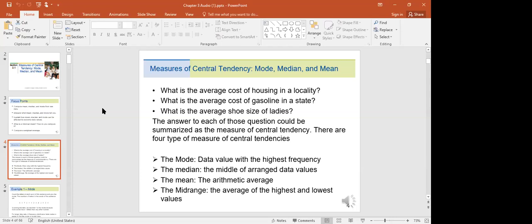The mode is the data value that has the highest frequency. That is the most frequent, the data that comes most often. The median refers to the actual middle when you arrange data in order. And the mean is the arithmetic average, the way we actually think about it whenever we speak about average. The mid-range is a rough way of computing the average by taking the highest value and the lowest value, and taking the average.